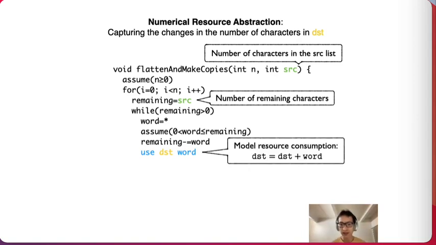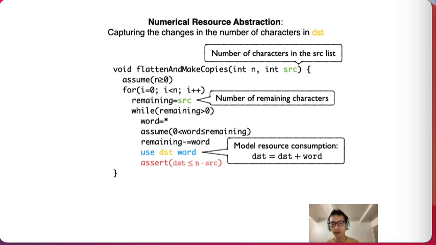This command takes two arguments, dest and word. Dest is a resource that we are interested in, tracking the total number of characters that have been copied. Word is the amount of update in dest. In other words, the semantics of this use command is to increase variable dest by the value of word. Now, the goal is to verify that this bound assertion is valid: dest is no greater than n times source.